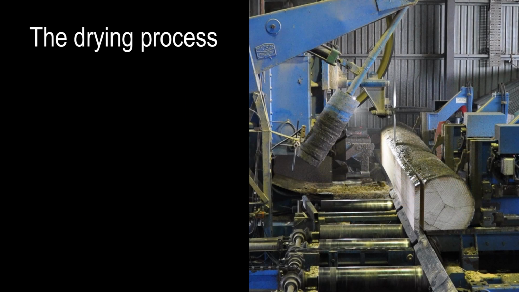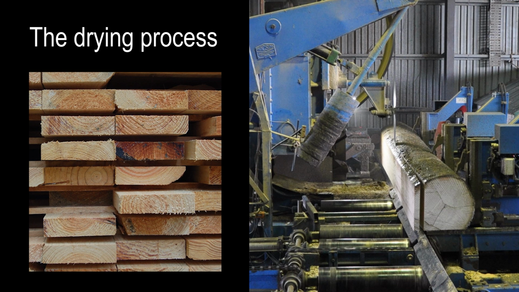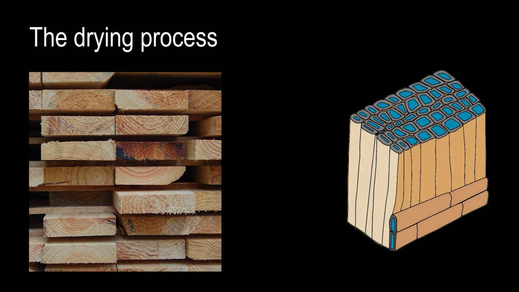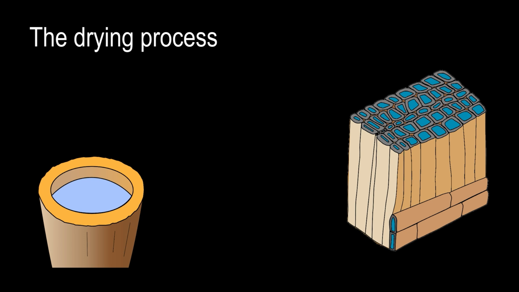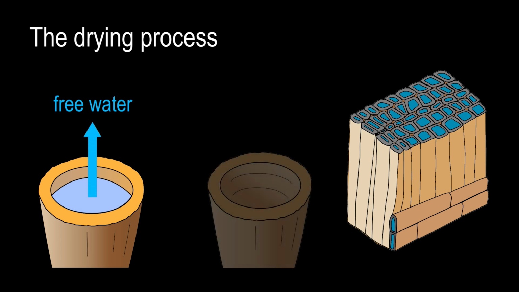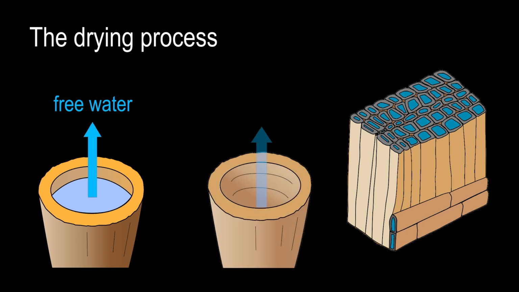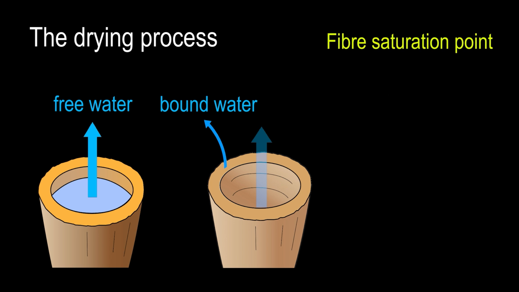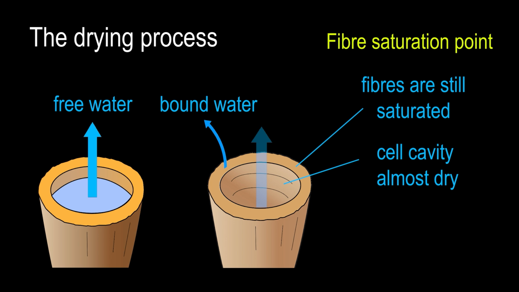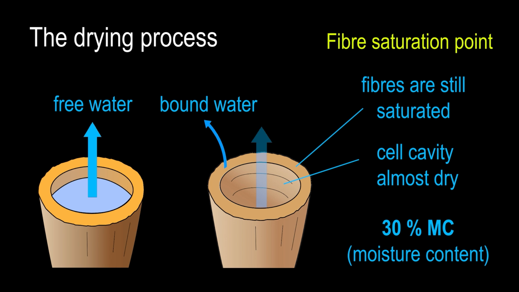When a log is freshly cut, the fibers contain a great deal of water, both in the cell cavities and the cell walls. Since the moisture in the cavities is free to evaporate, it's termed free water. As the wood dries, the moisture continues to evaporate until the cavity nearly dries out, after which the bound water contained in the cell walls begins to evaporate. This point is called fiber saturation point, because the fibers are still saturated, even though the cell cavities are now almost dry. On average, this occurs in most species at around 30% MC.